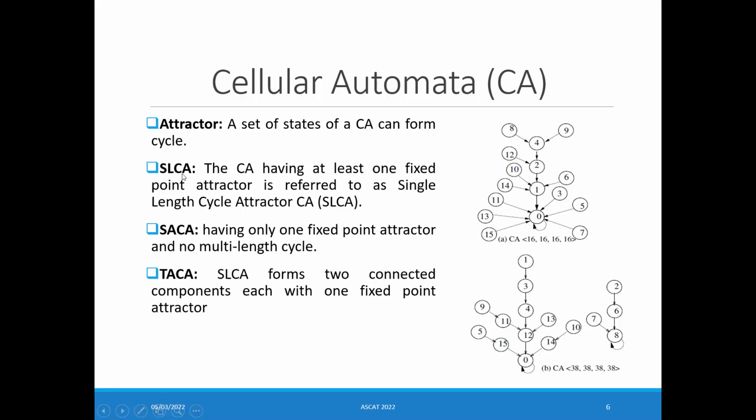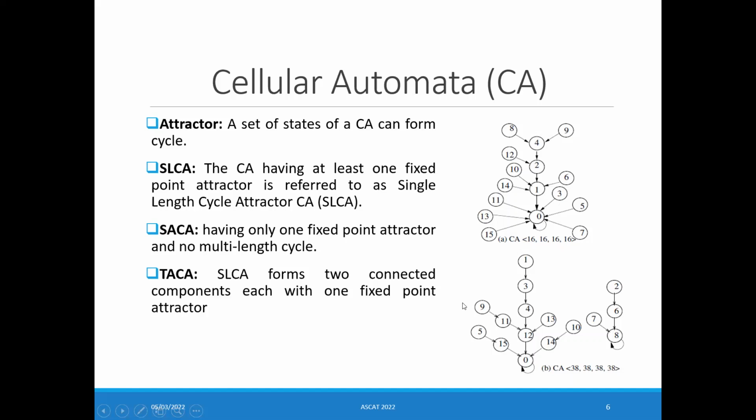Next is SLCA. SLCA is a CA having at least one fixed point attractor and multi-length attractors. Next is SSCA. SSCA is single length attractors. In SSCA, there will be only one connected component, and there will be one fixed point attractor. A uniform CA of rule 16 is an SSCA, because it is forming one single length attractor.